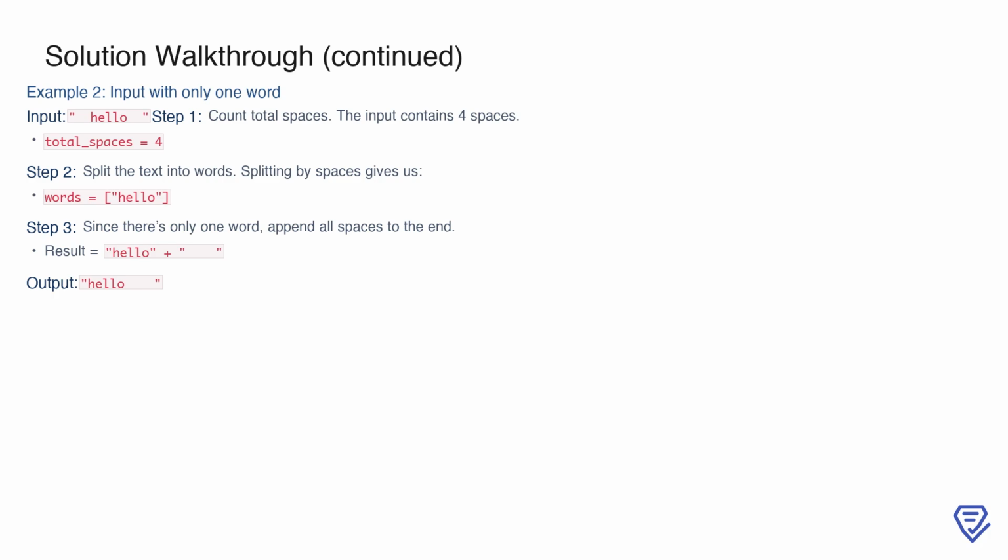Since there is only one word, we don't need to calculate spaces between words. Instead, all the spaces are appended to the end of the word. By concatenating hello with the 4 spaces, the result becomes "hello    ". This ensures the formatting is preserved even when there's just one word in the input string.